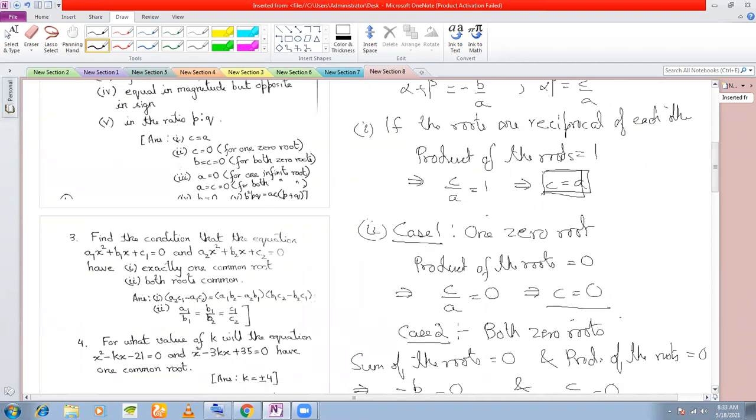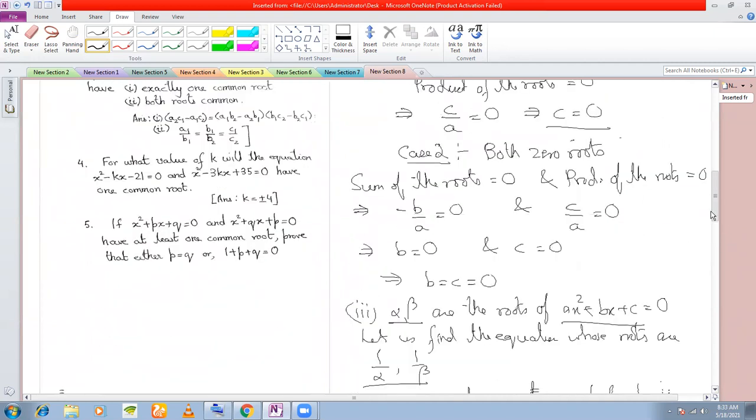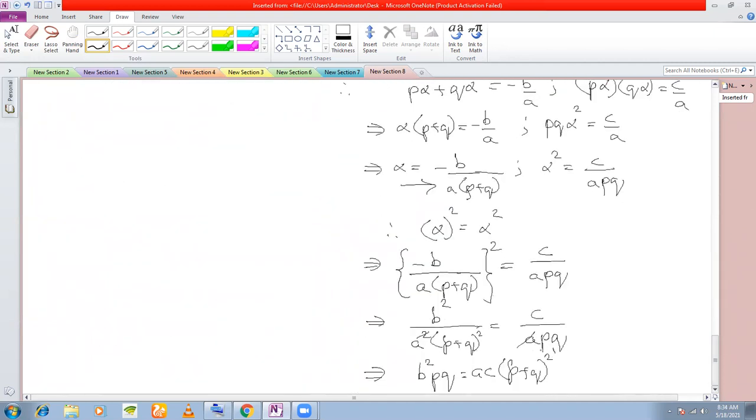Now in the answer here, I have not given a square. Please give a square here. So it should be p plus q whole square. This square I forgot to mention in the answer. Okay. So that is what the condition is.